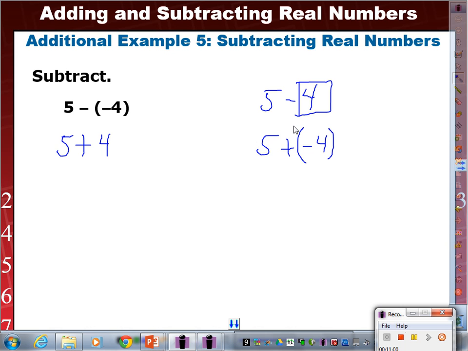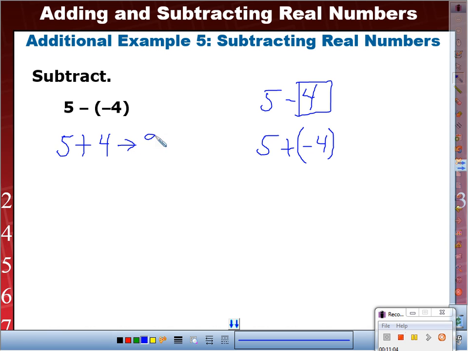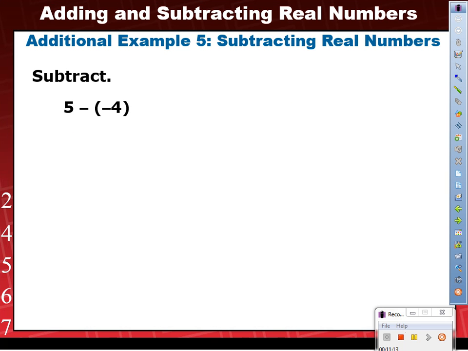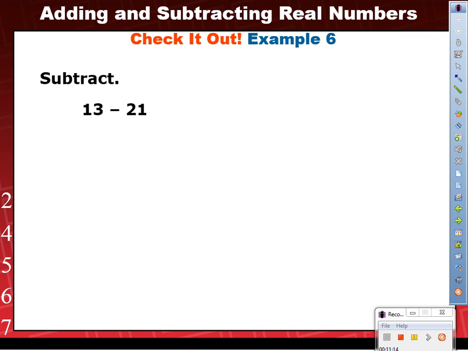So for this one, we got 9. And for this one, we got 1. Are we there so far? Okay, let's continue. Example number 6. Copy this one. Yes, 20 seconds. Do that one by yourself. Go.